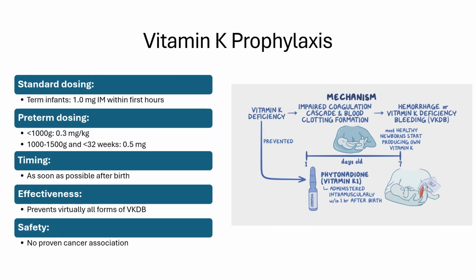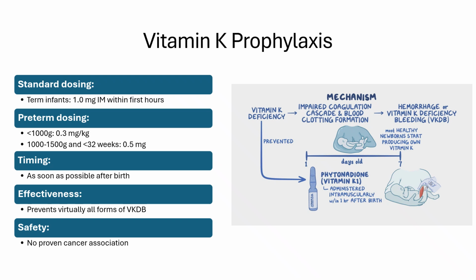Prevention of vitamin K deficiency bleeding stands as one of our most successful public health interventions in neonatology. The evidence overwhelmingly supports universal prophylaxis at birth. Standard dosing follows weight-based protocols. For infants over 1,500 grams, we administer 1 milligram intramuscularly within the first 2 hours of life. Preterm infants under 1,500 grams receive 0.5 milligrams intramuscularly, with some centers using 0.3 milligrams. Both approaches show effectiveness in preventing bleeding.